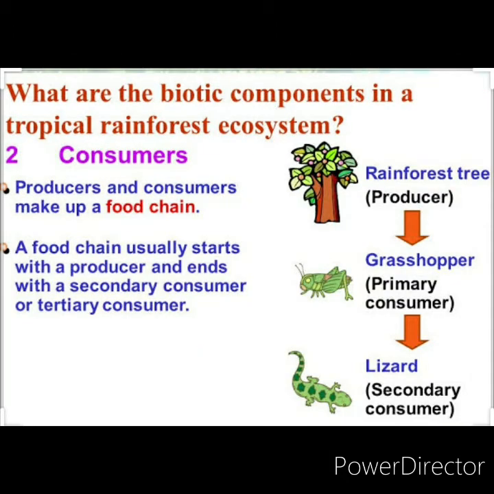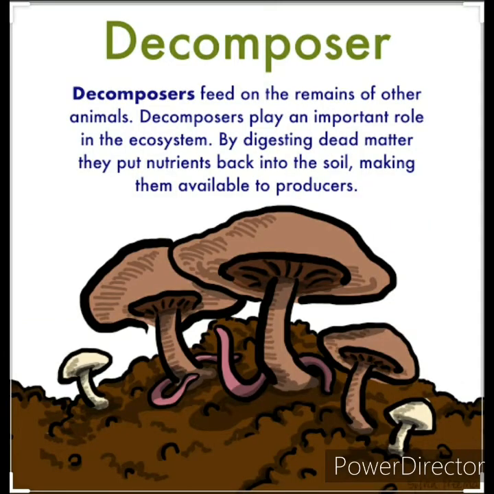Next, consumers. Consumers are those that depend on producers directly or indirectly, so they are called heterotrophs. Decomposers are organisms that are incapable of preparing their own food. They live on dead and decaying plants and animals, hence they are called saprotrophs. For example, fungi, mushrooms, so many things.